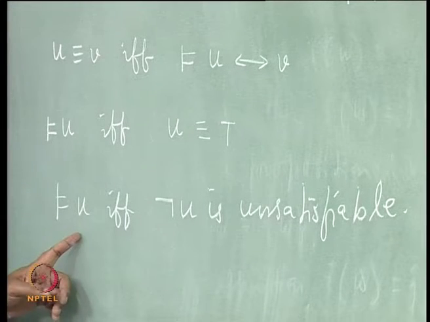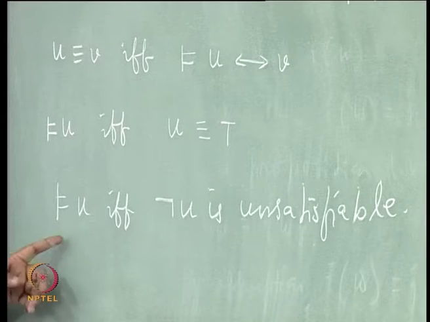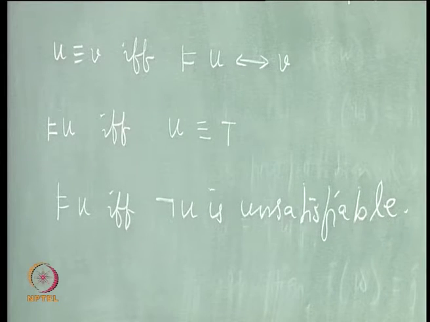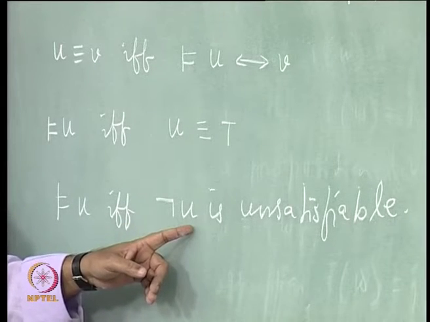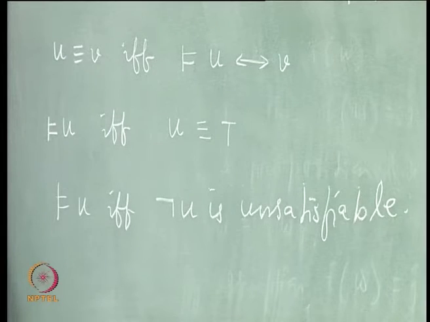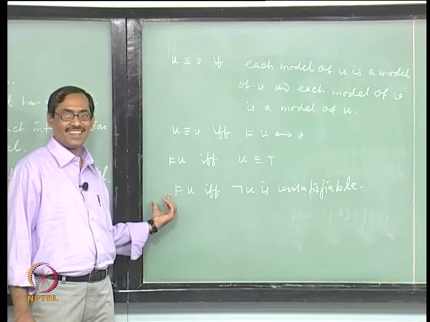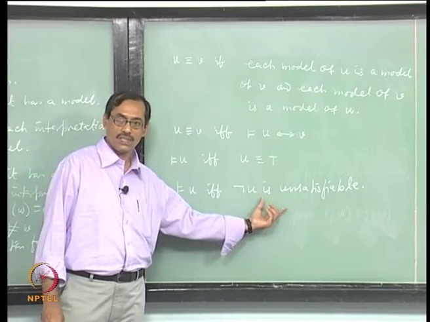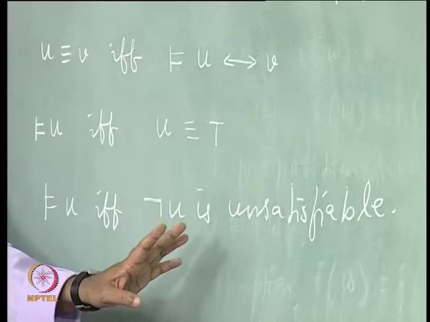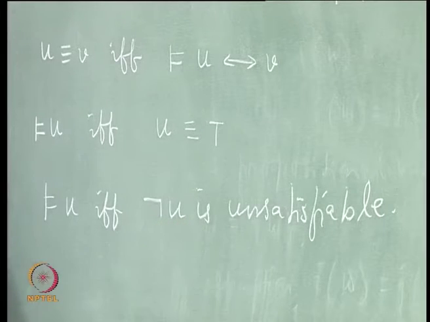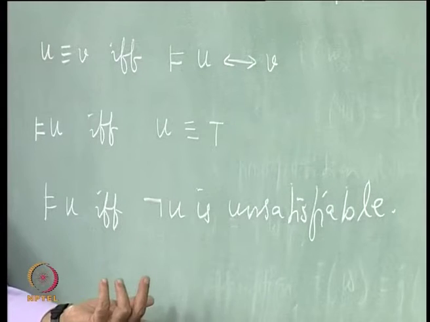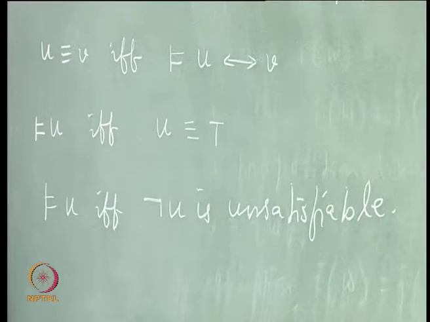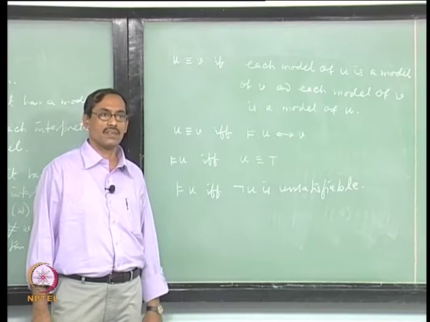So, you start from the left side, U is valid. Now consider any interpretation; you want to show that it is not a model of not U. Consider any interpretation I. Because I is a model of U, I is not a model of not U. For each interpretation this happens, therefore not U is unsatisfiable.